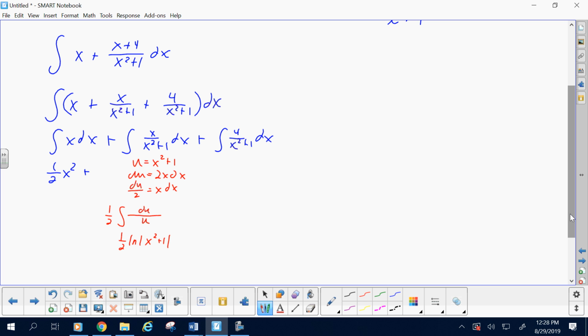Just for the sake of practice, what if in the multiple choice you didn't see that? What's another form of that you might see? Natural log of x squared plus 1, square rooted, because if you move that half up, it could be a fractional exponent. Okay? So I'm cool here, 1/2 x squared plus that I've got taken care of. What about that one?